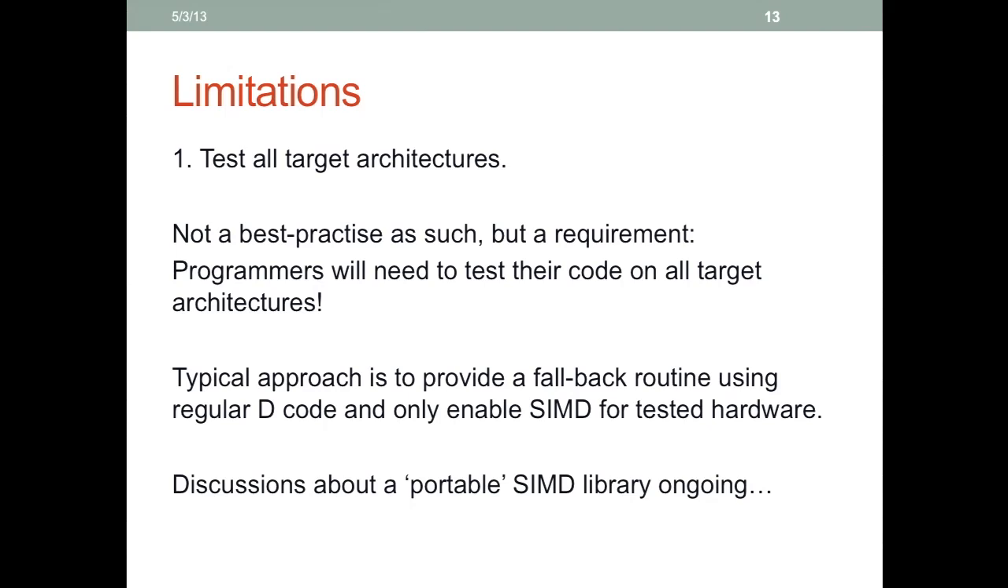So the first one, this isn't really a best practice as such, but it's a requirement. You need to test your code on every target architecture. The typical approach here is to provide fallback code that will be used in lieu of actual tested support. So if you can't build and run your code on a particular target machine, you probably shouldn't run your SIMD routine, even if it might compile. Instead, use the D code until you can test it. You will probably have problems otherwise. There have been discussions about this portable SIMD library that I just alluded to, but they're ongoing. We'll get there once this is settled, I think.